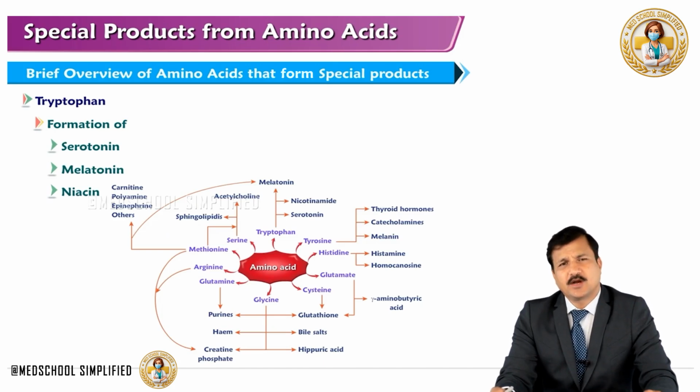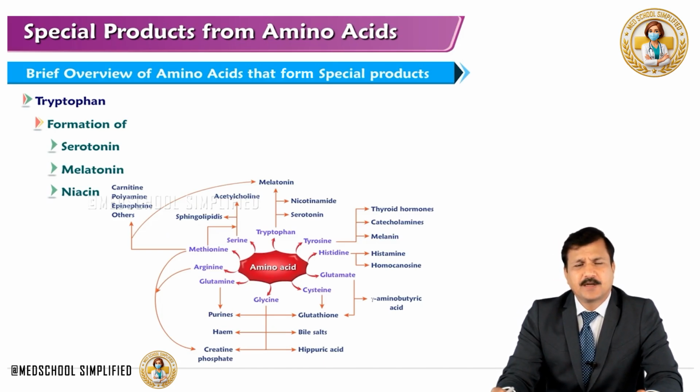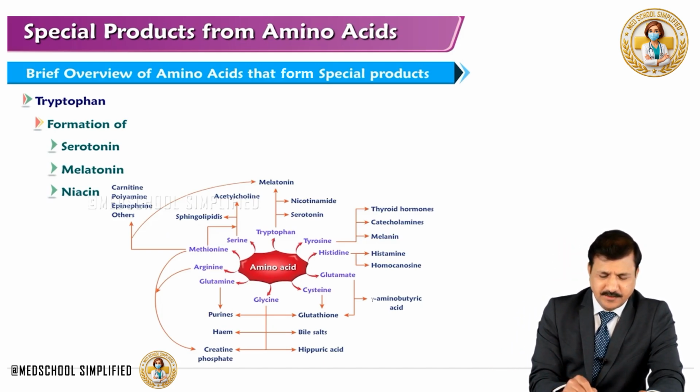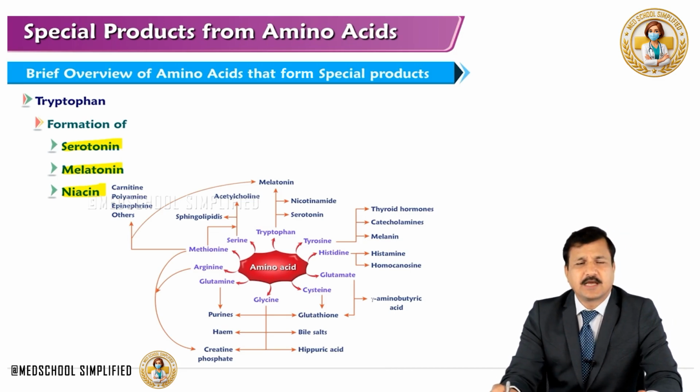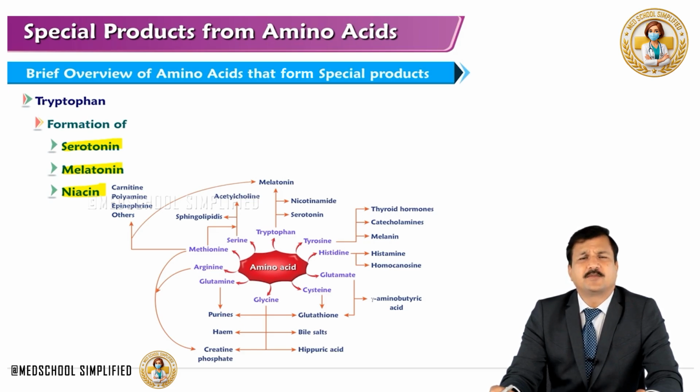Coming to special products that come from tryptophan. Tryptophan is involved in the formation of the neurotransmitter serotonin, the neurochemical melatonin and also the vitamin niacin. Serotonin is made in all serotonergic neurons, melatonin in the pineal gland, which maintains circadian rhythm, and also niacin, vitamin B3, which is made from tryptophan.